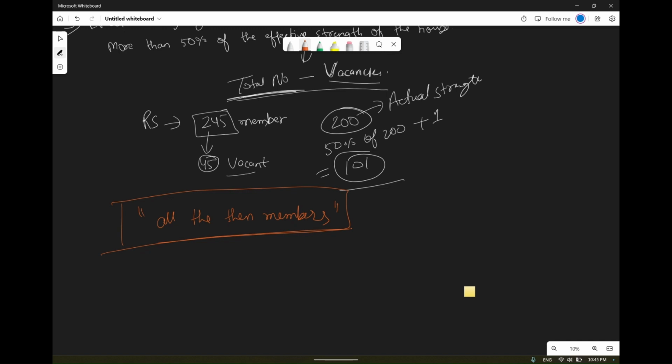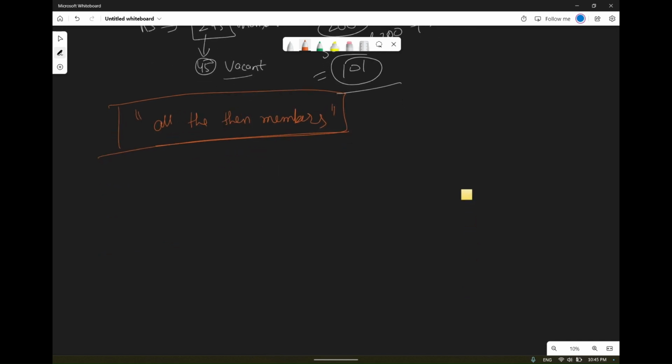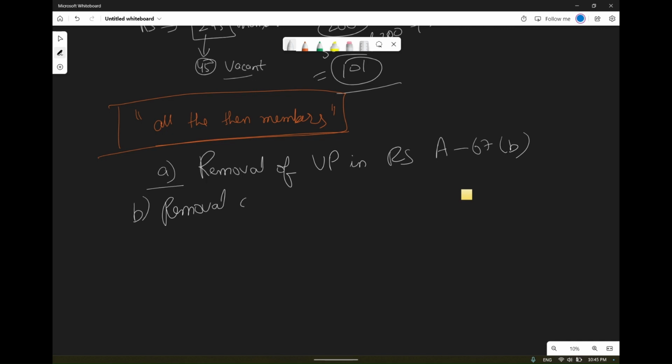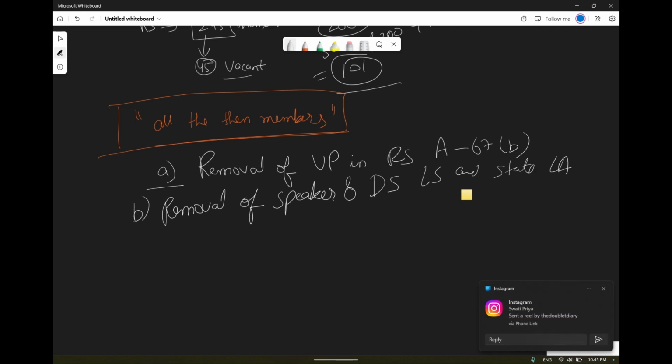Okay, where is this effective majority used? First, in removal of the Vice President in the Rajya Sabha, through Article 67B. Second, removal of the Speaker and Deputy Speaker from the Lok Sabha and state legislative assembly.